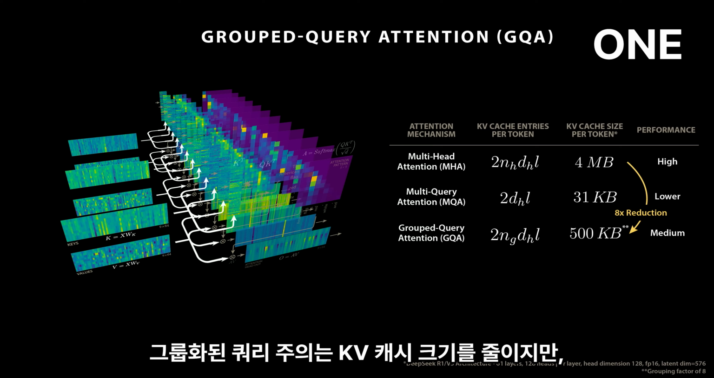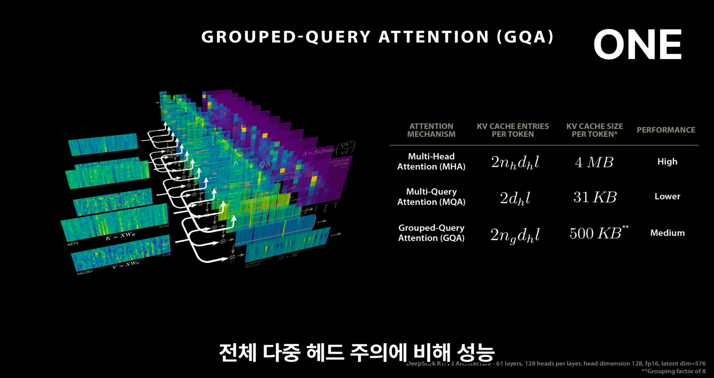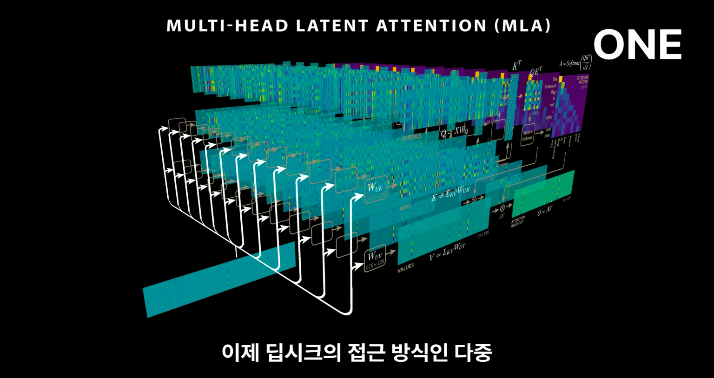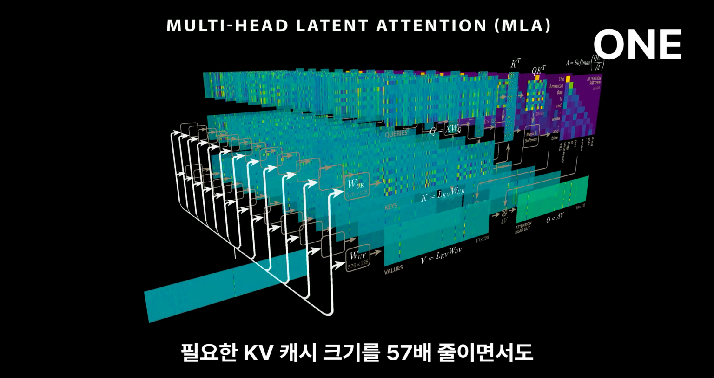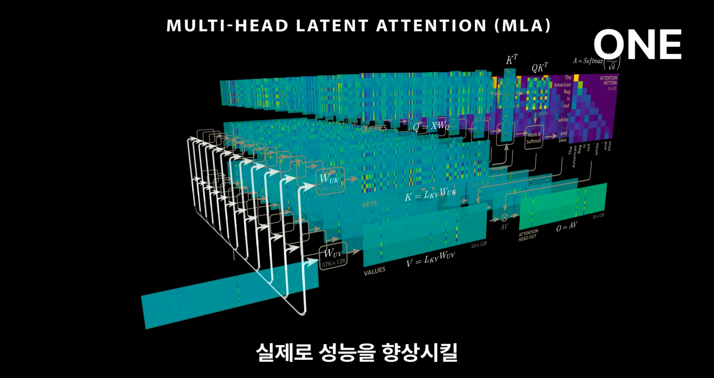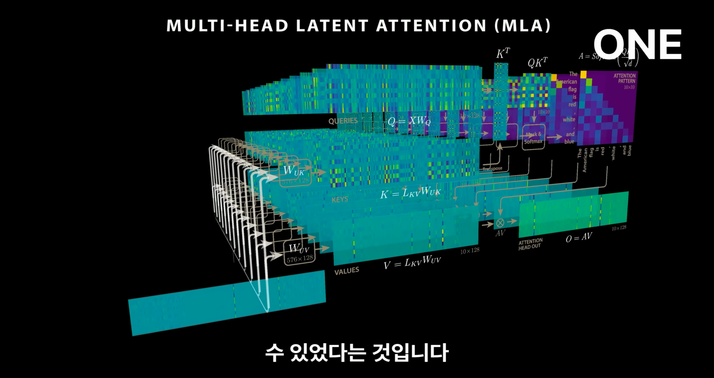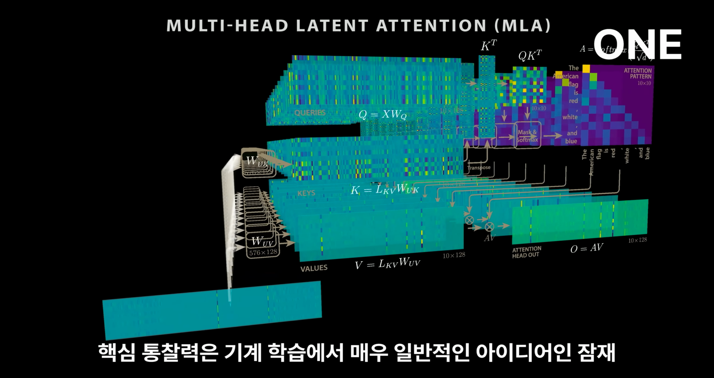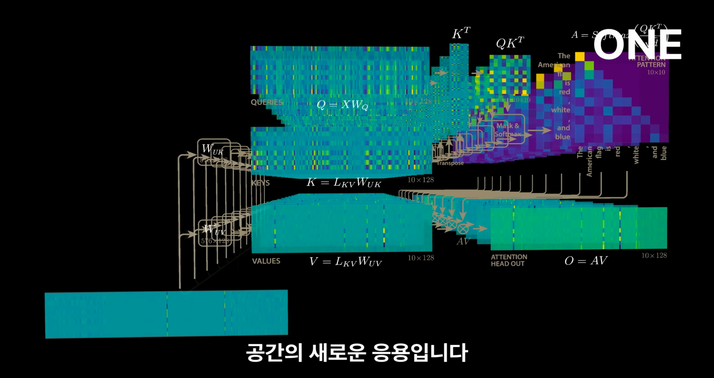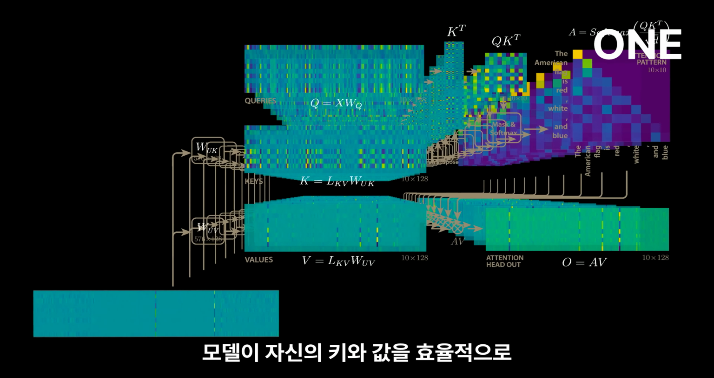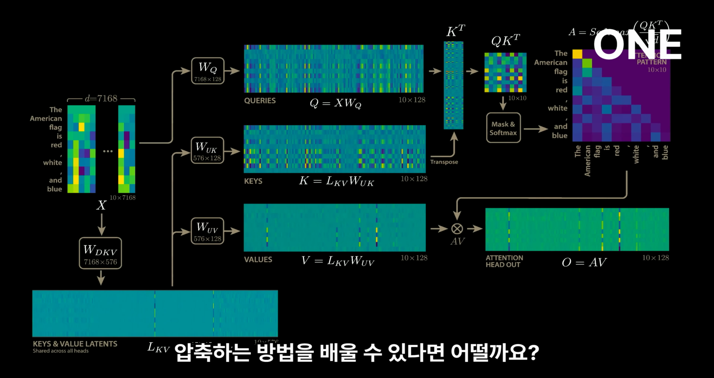Grouped query attention reduces KV cache size, but still takes a performance hit relative to full multi-head attention. Now, what's really remarkable about DeepSeek's approach, called multi-head latent attention, is that they were able to reduce the needed KV cache size by a factor of 57, while actually improving performance. The key insight is a novel application of a very common idea in machine learning, a latent space. What if the model could learn to efficiently compress its own keys and values?